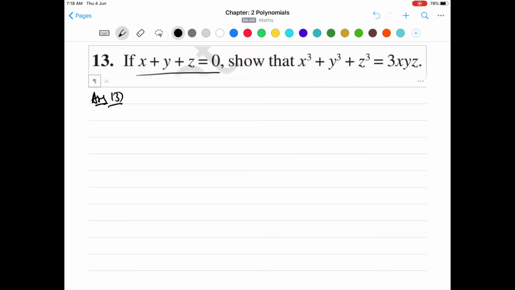We are given that if x plus y plus z is equal to 0, then we have to prove that x cube plus y cube plus z cube is equal to 3xyz. So first we'll solve it using the identity number 8.